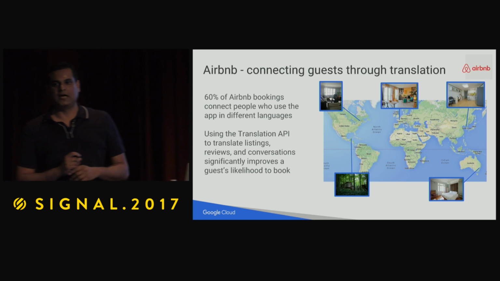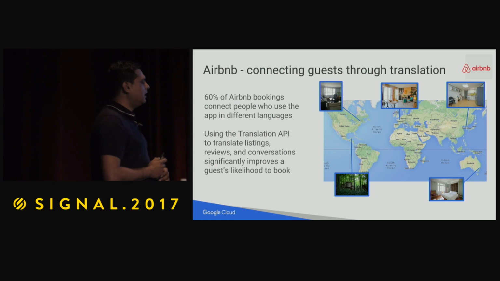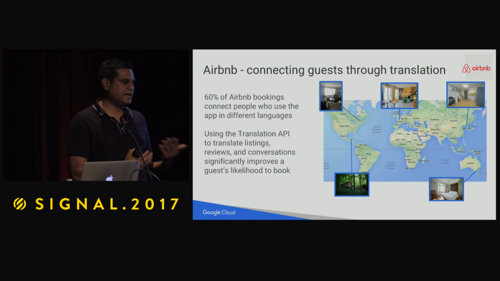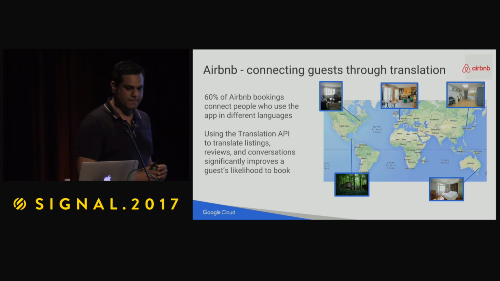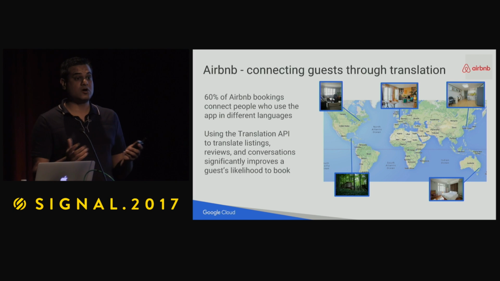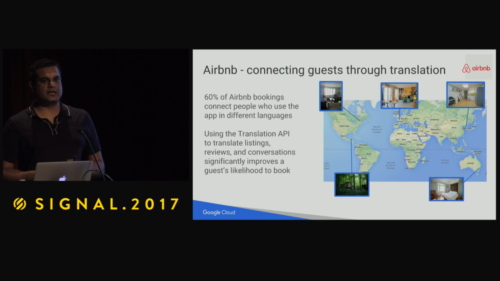So who is using it? Companies like Airbnb are using it to power their consumer feedback. Again, an extremely global company with human-generated content generated on a real-time basis globally. 60% of their bookings are from people who don't speak the same language.